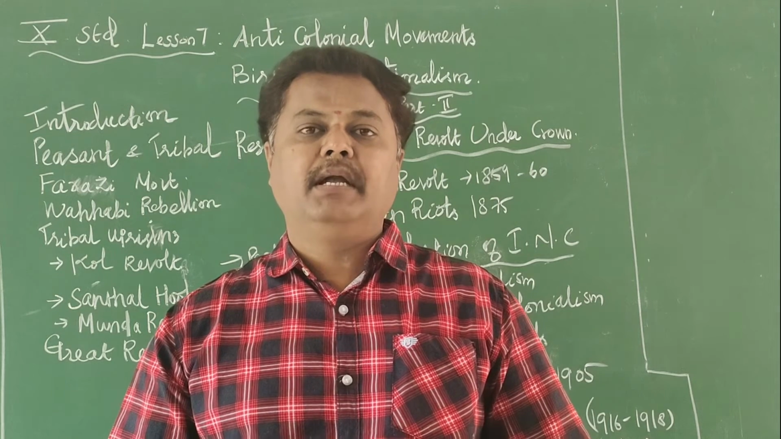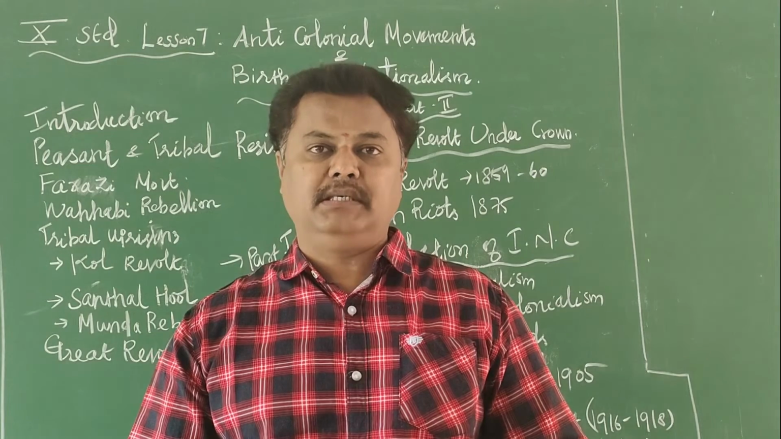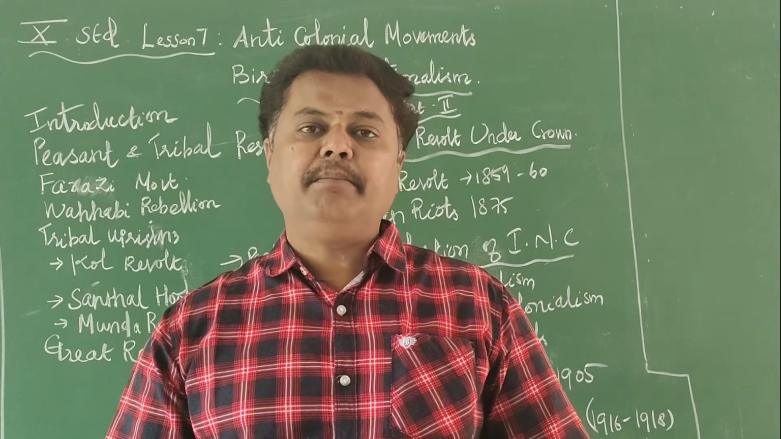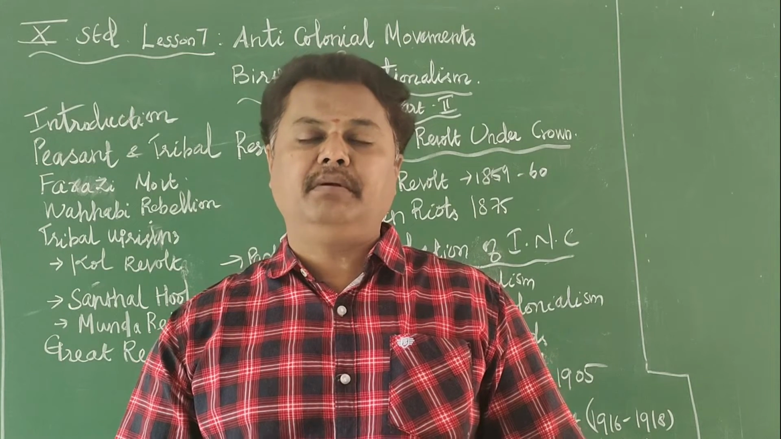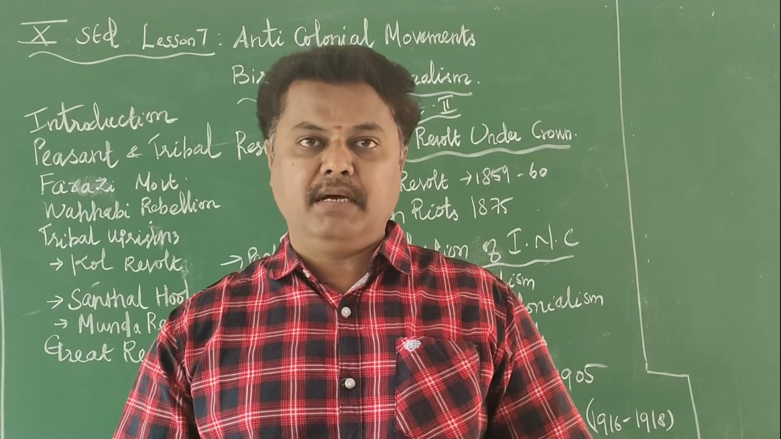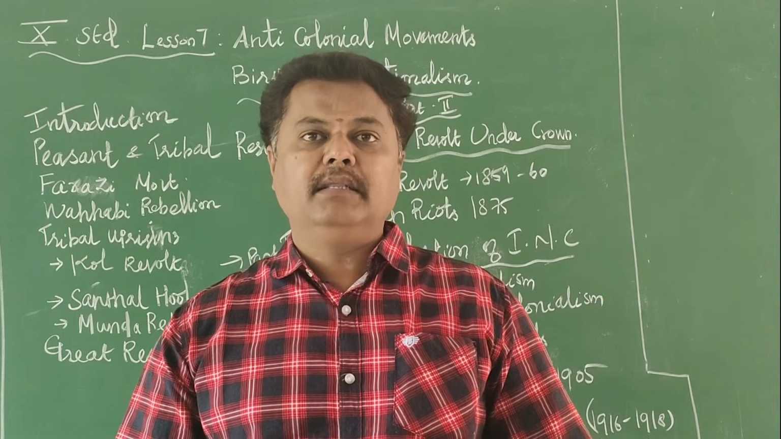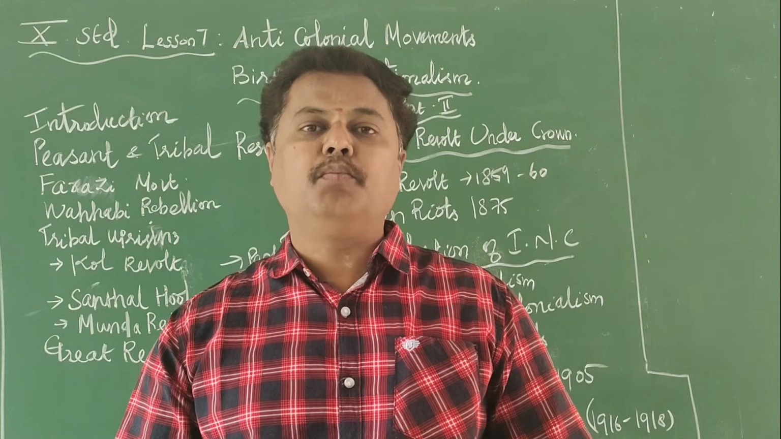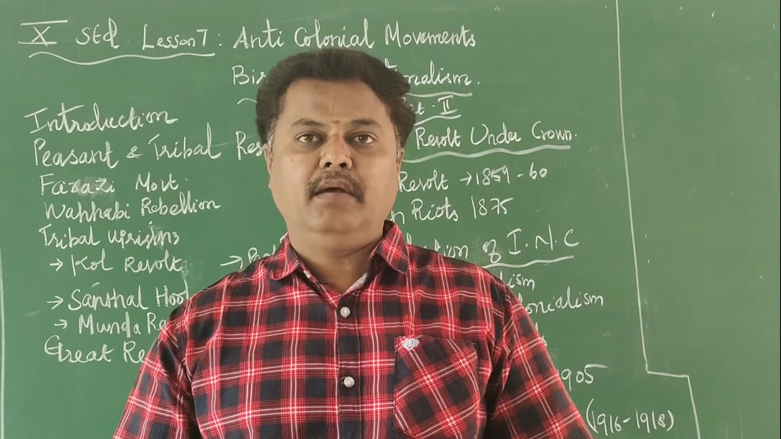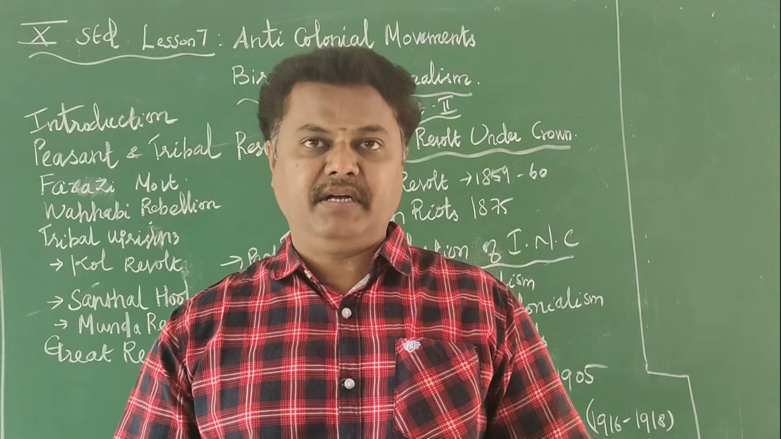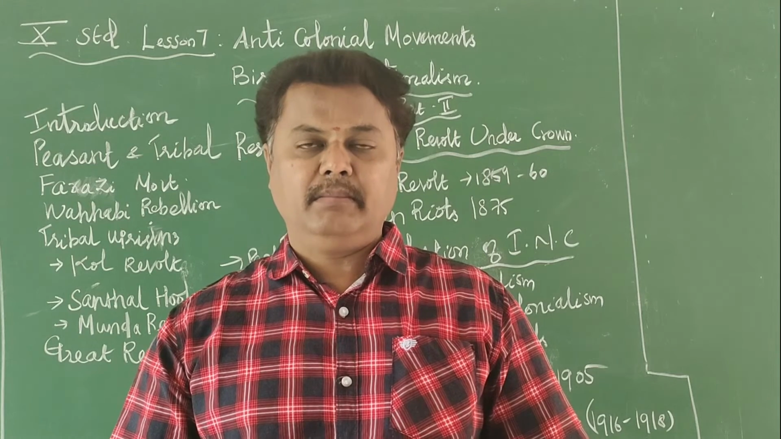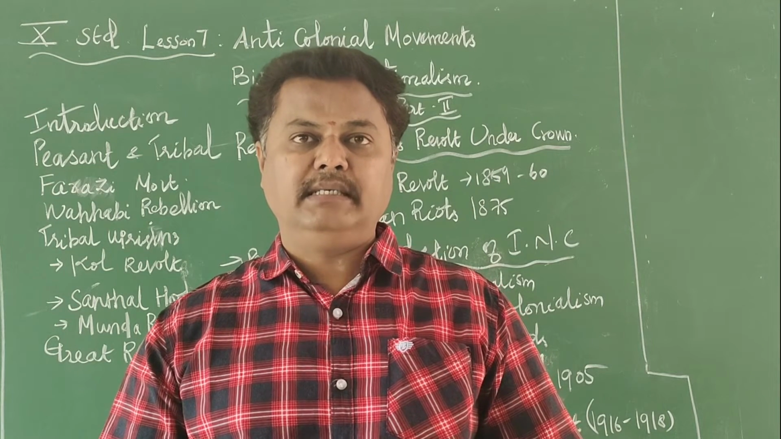Next is the divide and rule policy of the British government behind the partition of Bengal in 1905, and the launch of the Swadeshi movement in Bengal. Then the background for the launch of the Home Rule movement. You know this very well. What happened there? What was the result? We will discuss one by one. This is the introduction. Let us enter the lesson topic.